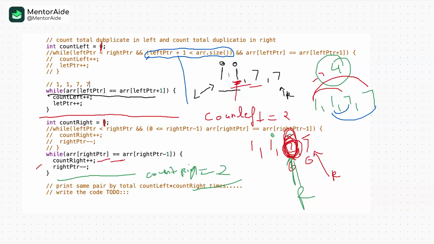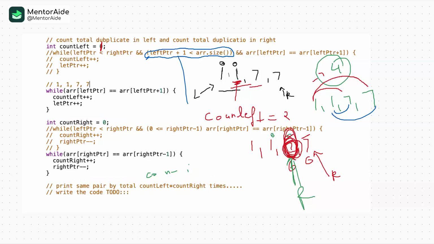Why I wrote this one? So that it should not exceed the bound of the array. Correct. Because we need to make sure that there is a chance that you keep incrementing and you run out of the size of the array.